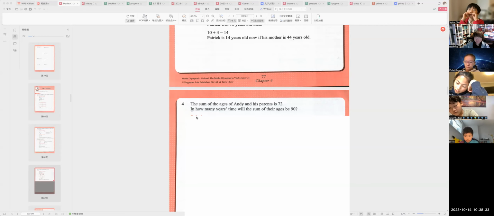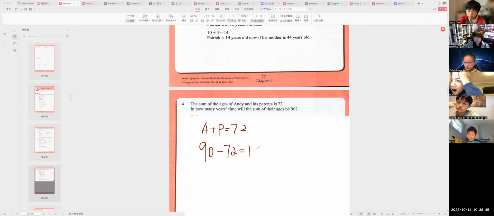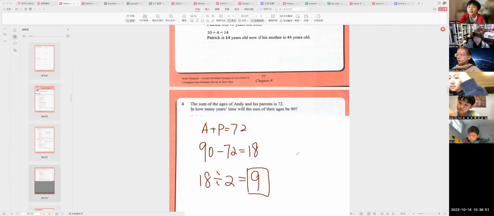Okay, so let's take a look at this one. The sum of the age of Andy and his parents is 72. So Andy plus parents equals 72, right? So altogether, 90 minus 72 is what? Is plus 18 years, right? So 18 divided by 2 equals what? Equals 9. So 9 years later, it's going to be the same thing.